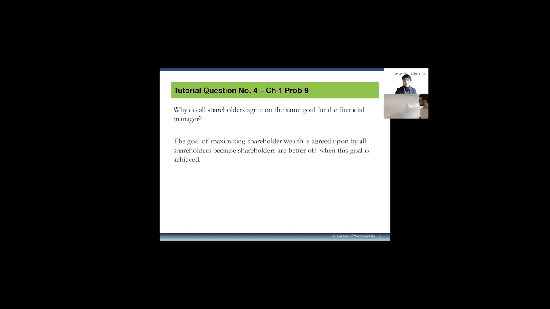Would maximizing profit be equivalent to maximizing shareholder wealth? I wouldn't say that they're equivalent, because what do you mean in terms of maximizing profit? Do you mean maximizing profit now, or do you mean foregoing profit now for profit in the future?